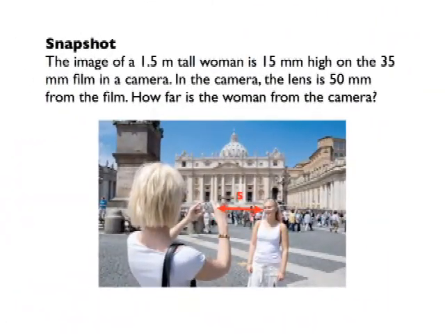Let's do a camera calculation. The image of a 1.5 meter tall woman is 15 millimeters high on a 35 millimeter film in a camera. In the camera, the lens is 50 millimeters from the film. How far is the woman from the camera? Here's the trick with these problems: you want to take this language of the world and convert this into the language of numbers and equations, and you want to convert this into physics.